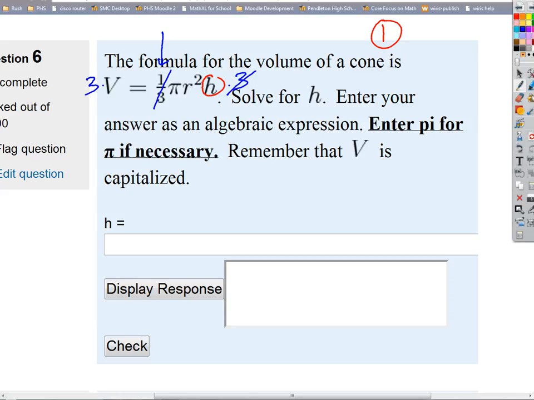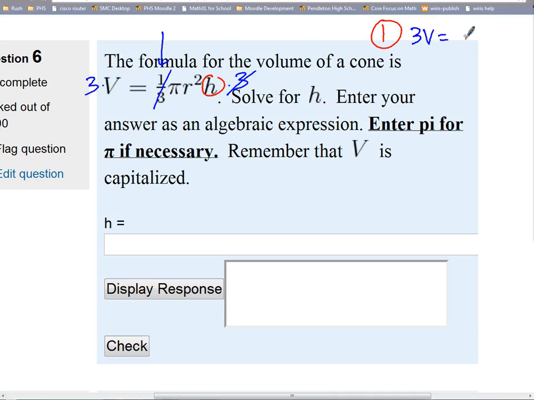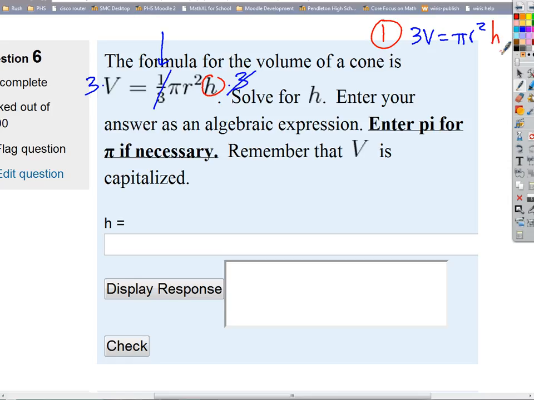Okay, so if I do that, that's going to leave me with 3v equals pi r squared h. Okay, what's the second step I've got to do to get that h by itself? What's being done to the h there that I have to undo? Okay, it's being multiplied by pi r squared, isn't it? So how do I undo multiplying by pi r squared? Divide. Divide by that stuff, right?